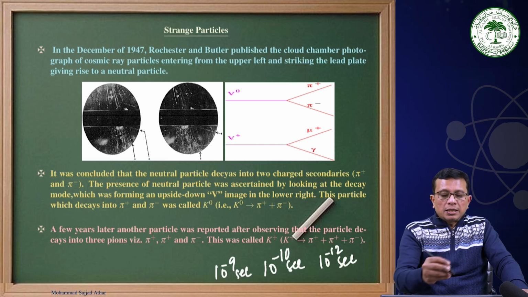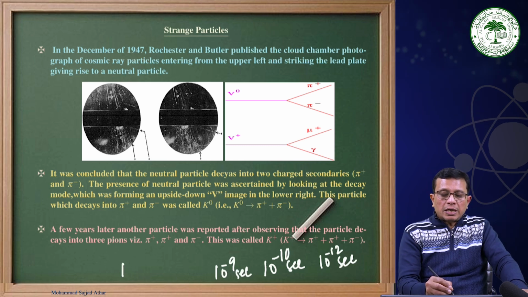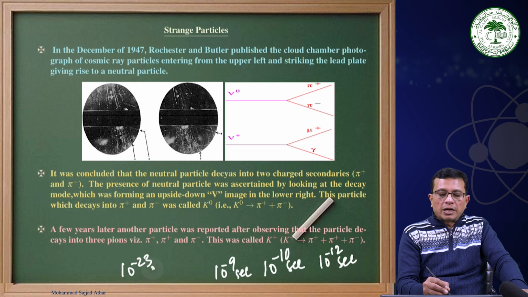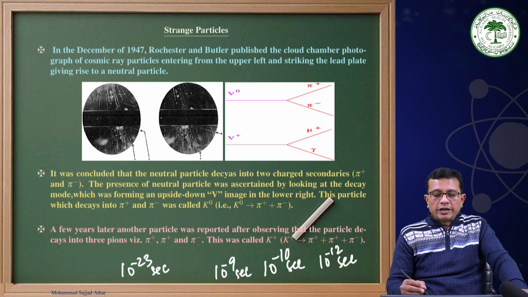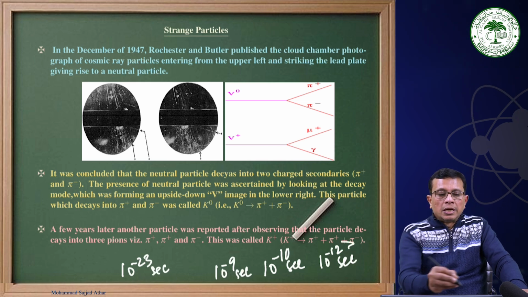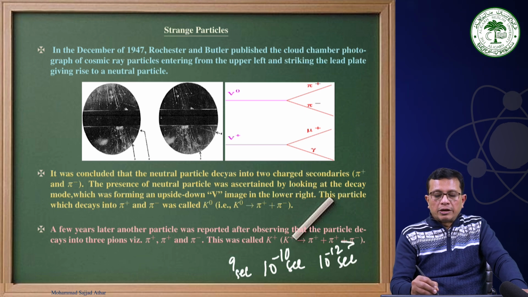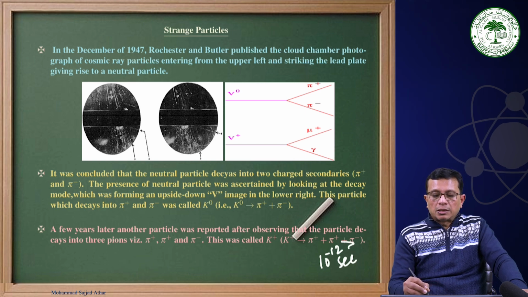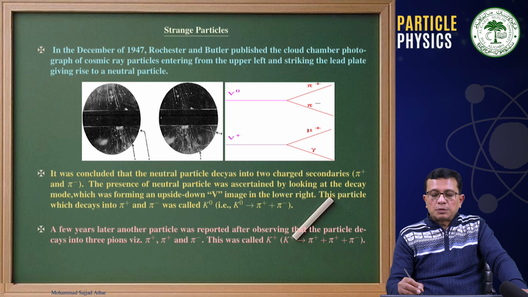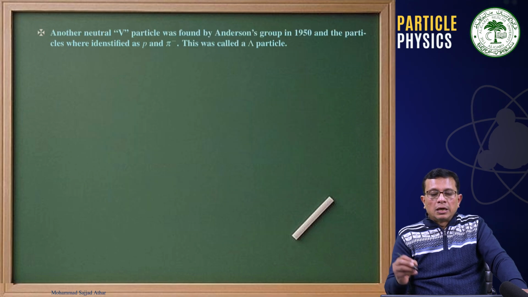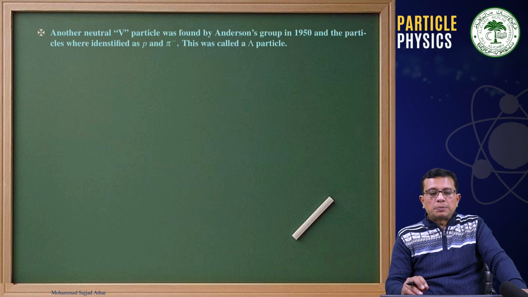The strong interaction time is of the order of 10 power minus 23 seconds. Therefore these lifetimes were quite a bit larger than the lifetimes involved in strong interaction processes, and so for their strange behavior these particles were called strange particles.